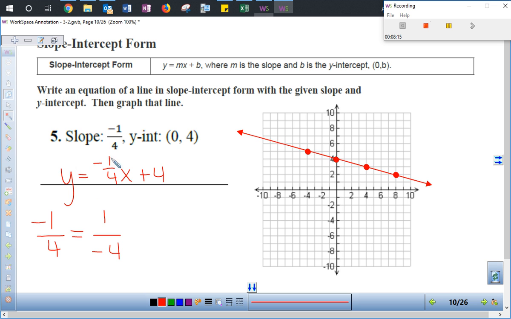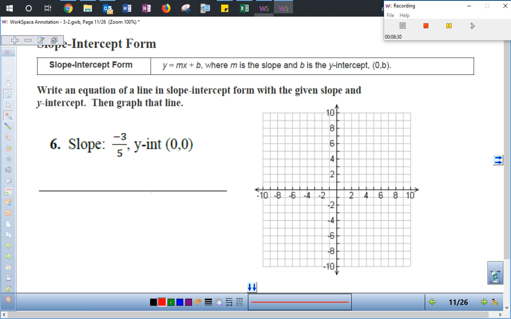Now I want to do just one more check here. It's a negative slope, so if I trace it from left to right, my graph is going down. We are okay. Again, please pause the video and do number 6 on your own.